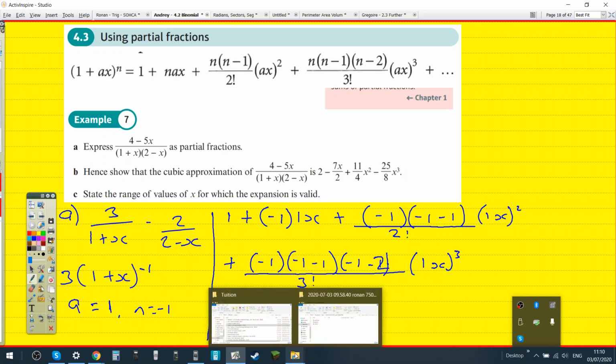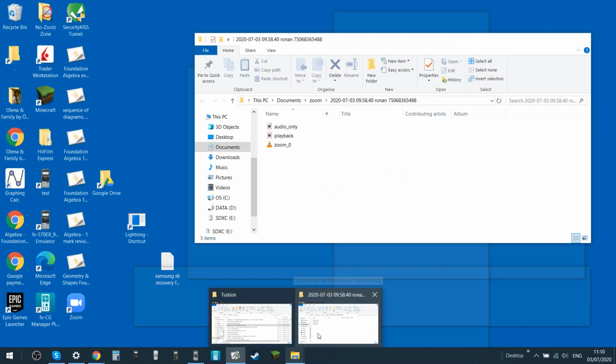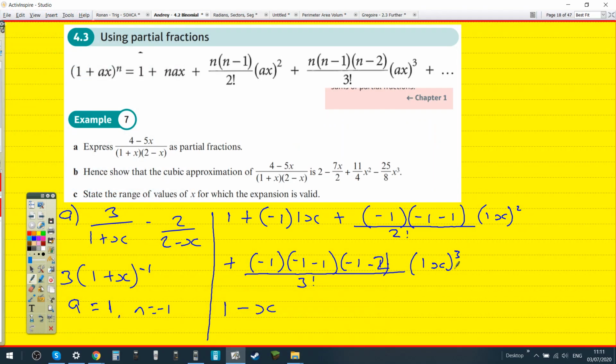Hopefully that's okay. And then I got plus x squared. Okay, that's plus x squared. And then this one is minus 3 times minus 2, it's going to cancel out. I think it's just minus x cubed. Yeah. Okay. So we did that for 3 times 1 plus x to the minus 1.